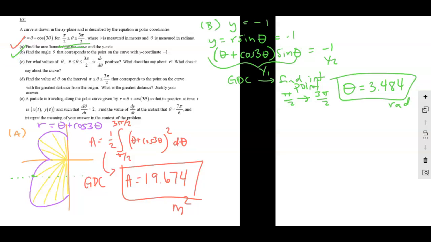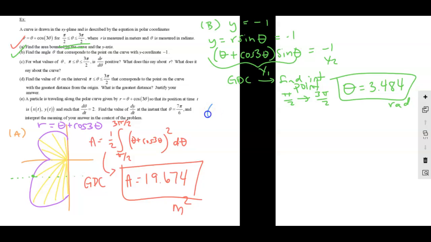Let's look at part C. It says, for what values of theta is dr d theta positive? What does that say about r, or what does it say about the curve? Okay, so we're going to have to do a sign chart. Dr d theta, we have r. We can take the derivative, or we can just graph the derivative, right?